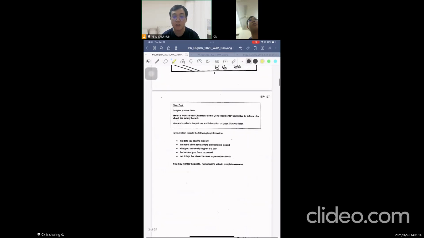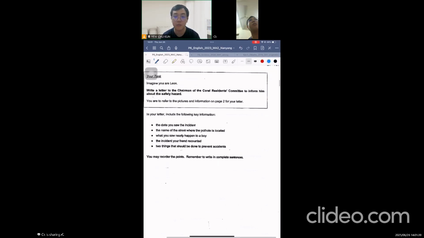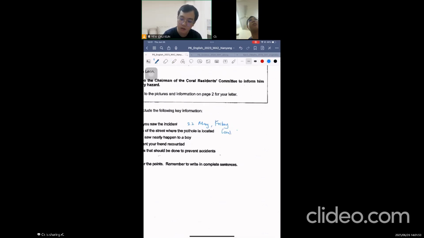And then the second point is the name of the street where the pothole is located. So we observe the picture and then we can find out that there is a sign here. The sign here stated where? Stated as Coral Avenue. So we can jot down before you write anything for it. The date is 22 May. It's on Friday. The name of the street is Coral Avenue.